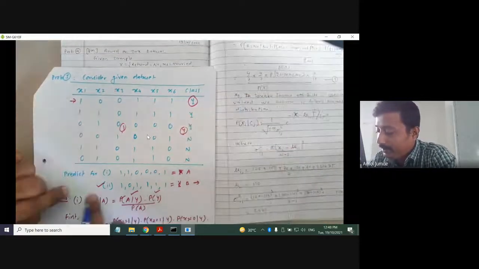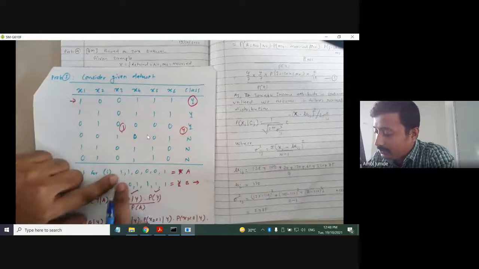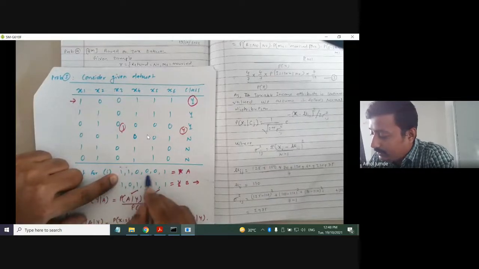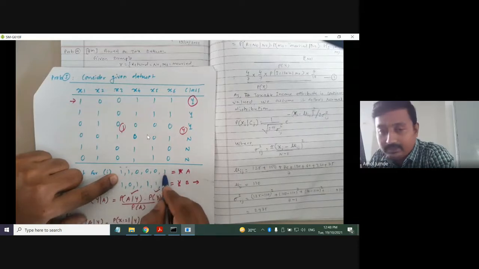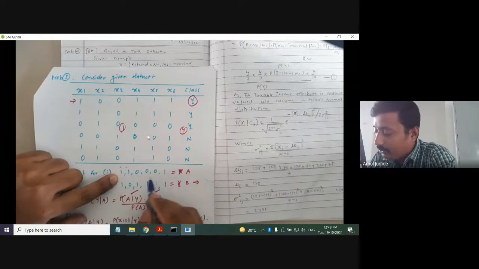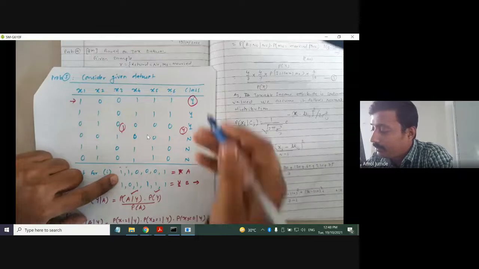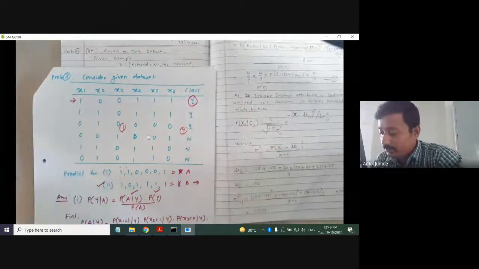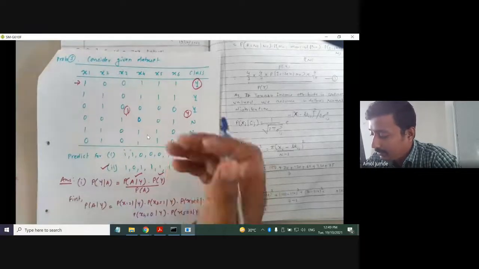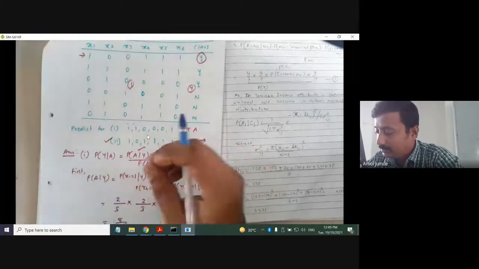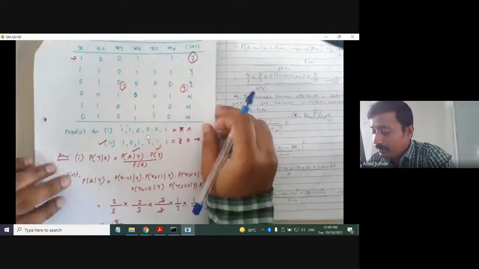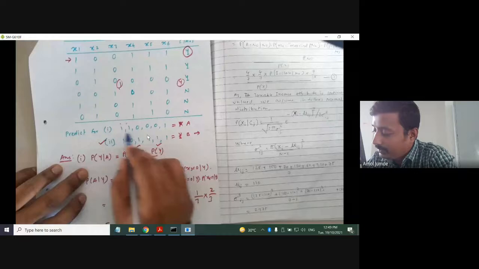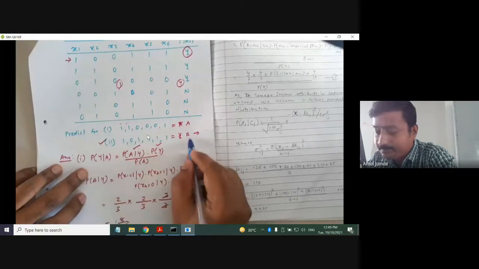We have to predict for these values. This is the x1 value, this is x2 value, x3, x4, x5, and x6. This sample is given, and you have to predict the label, whether it is yes or no. It is a very easy problem. Let us see the steps for one problem. Let us call this sample A and this sample B.